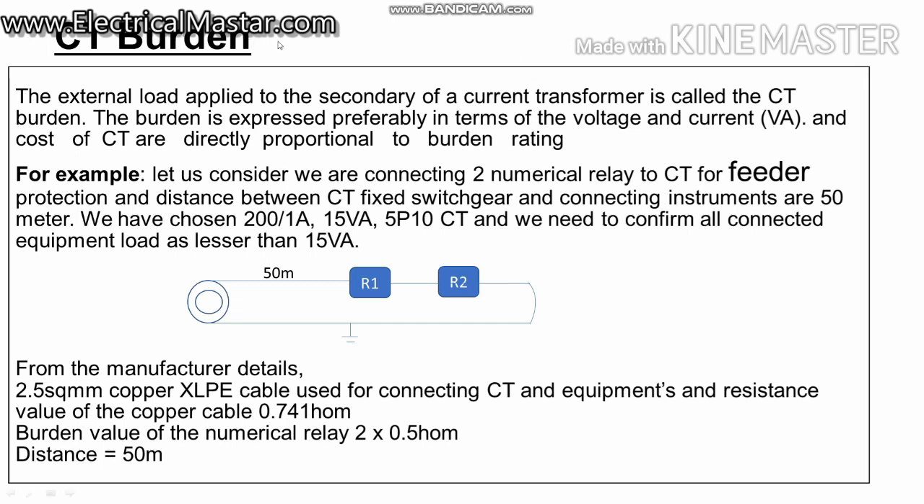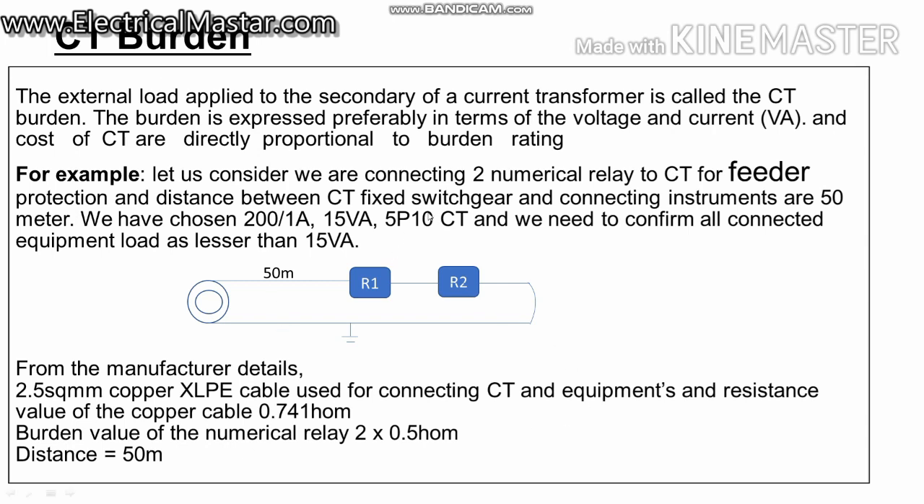We already discussed that as per the standard, minimum 15 volt ampere CT burden is required. That is the minimum standard. Wherever you see in drawings, they use a 15 volt ampere CT burden. Now we will see why they select 15 volt ampere. Why don't they go beyond 15 volt ampere or less than 15 volt ampere? We will see here.